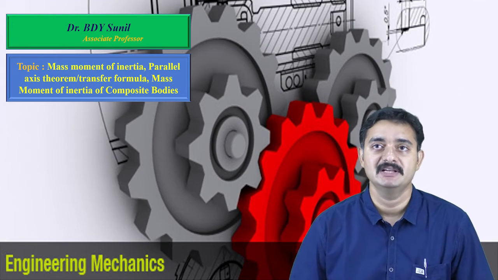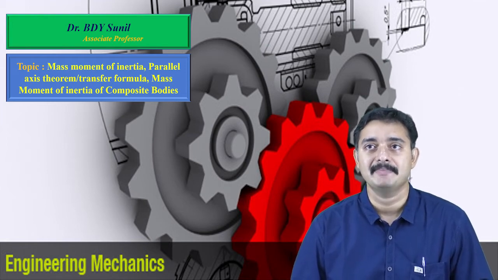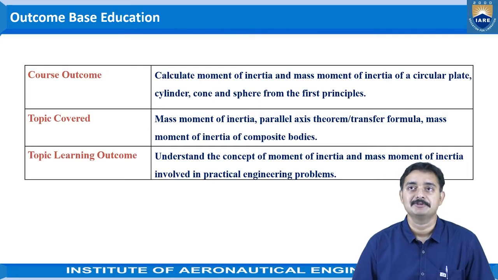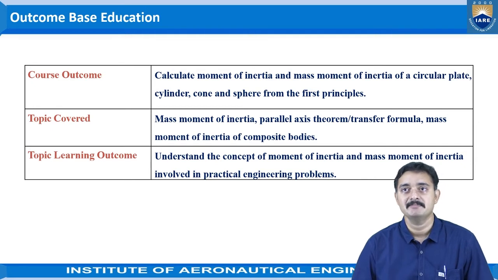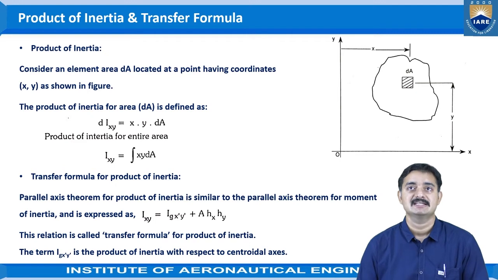In today's session, we will be learning about the mass moment of inertia, parallel axis theorem, transfer formula, and mass moment of inertia of composite bodies. The course outcome of today's session would be to calculate moment of inertia and mass moment of inertia of a circular plate, cylinder, cone, and sphere from the first principles. The topics covered would be mass moment of inertia, parallel axis theorem or transfer formula, and mass moment of inertia of composite bodies. The topic learning outcome is to understand the concept of moment of inertia and mass moment of inertia involved in practical engineering problems. First, let us understand both the product of inertia and transfer formula.